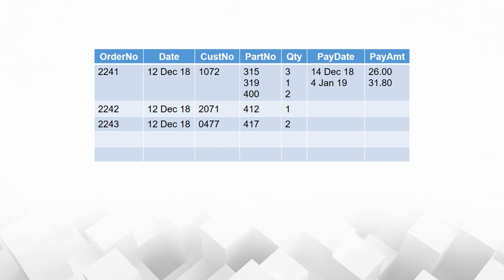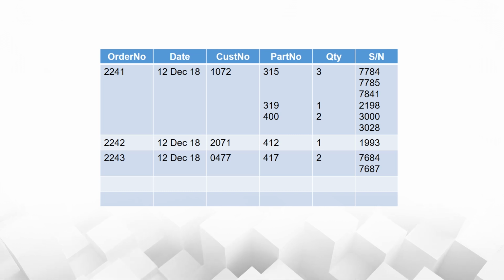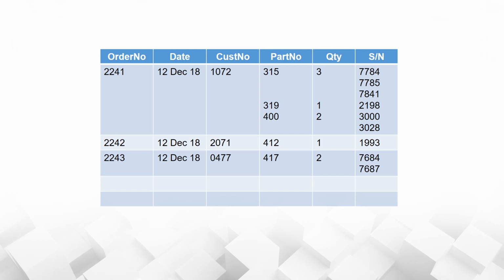The values in our table can be broken into sub-values. And as an example here, consider a situation where whenever we sell something, we have to keep track of the serial number of the item that we have sold. So here we can see that for the part 315, of which there are 3 in our order, there are 3 serial numbers. Our 319 has 1 serial number, and our 400s have 2 serial numbers. Now this is getting very complicated. Unfortunately, the sub-value level is not widely used in real databases.